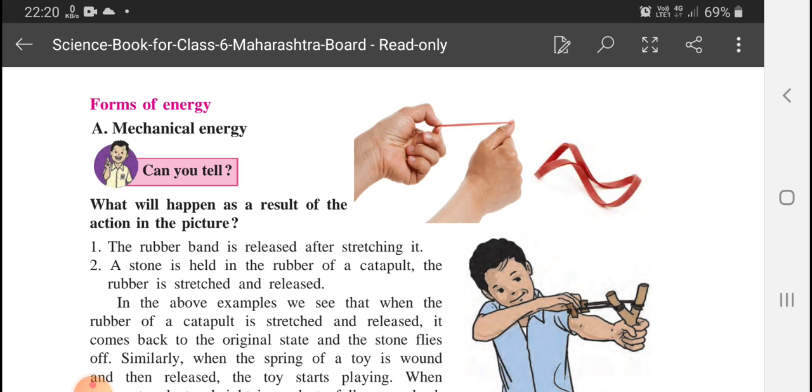So what happens when the rubber band is stretched? And when it is released, it comes back to its original position. That is, the rubber band becomes small again.